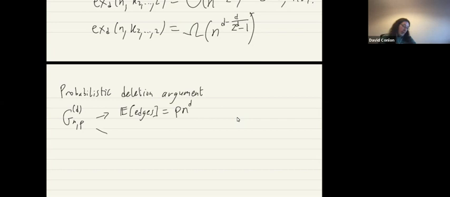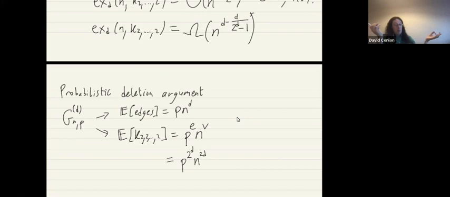The expected number of copies of this K_2^(d) is equal to p to the power of the number of edges times n to the power of the number of vertices. Now, the number of edges is 2 to the power of d. The number of vertices is just 2d. So that's all we have. If we take a random hypergraph with probability p, then we have p n to the d edges, and we have p to the 2^d n to the 2d copies of K_2^(d). Now, if the number of edges is larger than the number of copies of K_2^(d), then we can just delete one edge from each of these copies to destroy all of them and still be left with lots of edges.